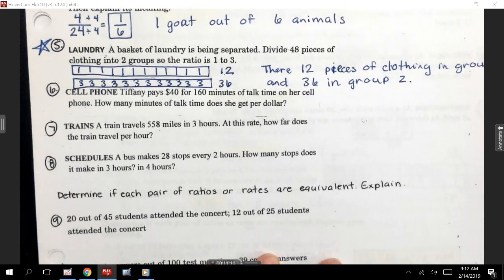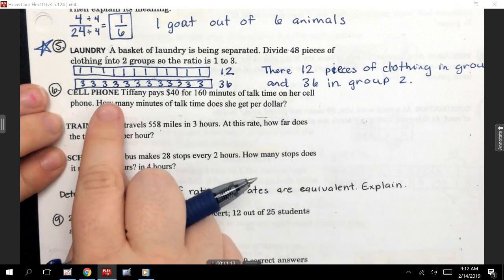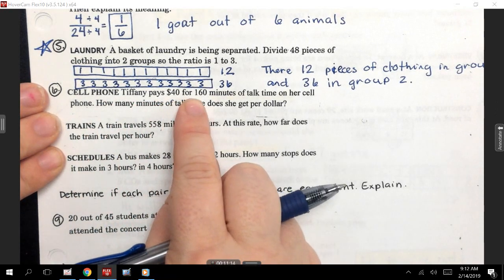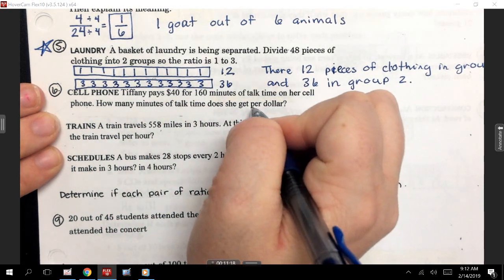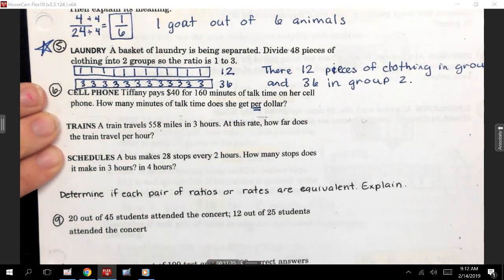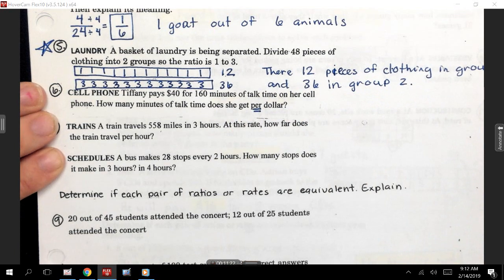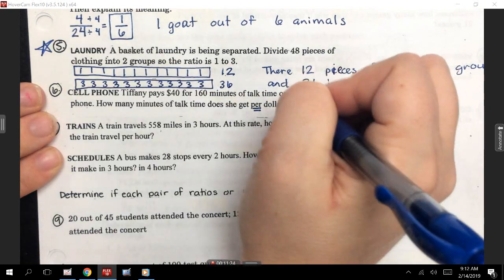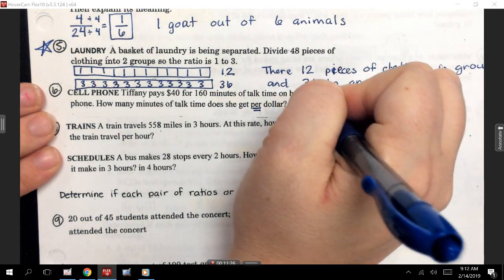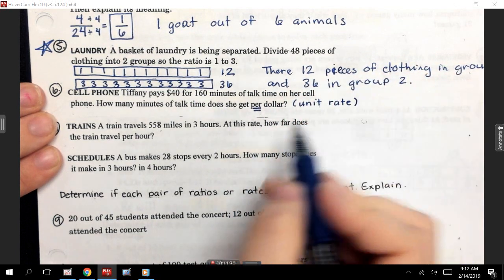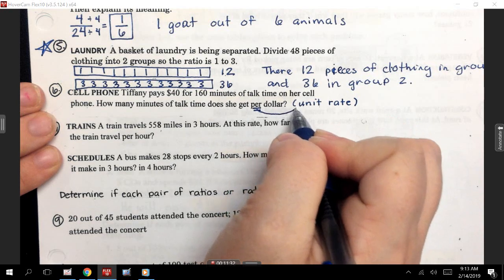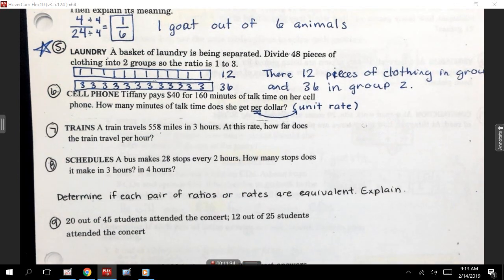All right. I'm going to keep going. Number 6, cell phone. Tiffany pays $40 for 160 minutes of talk time. How many minutes of talk time does she get per dollar? If I see the word per, what is that talking about? Dalton. Unit rate. Excellent. And I'm going to write that down just in case you need a reminder. When you see the word per, that means unit rate, okay?